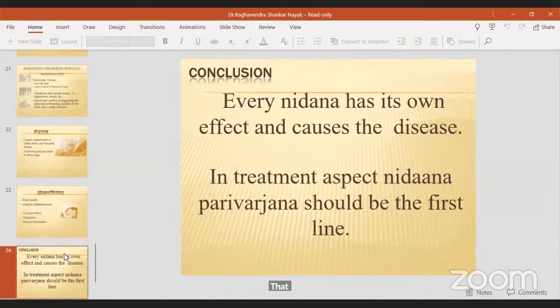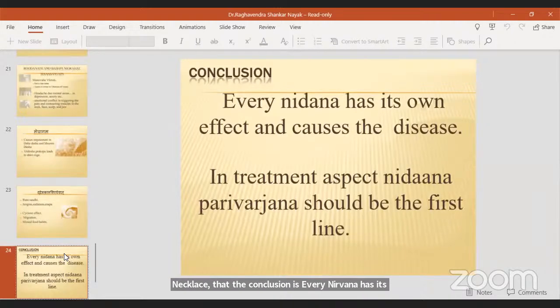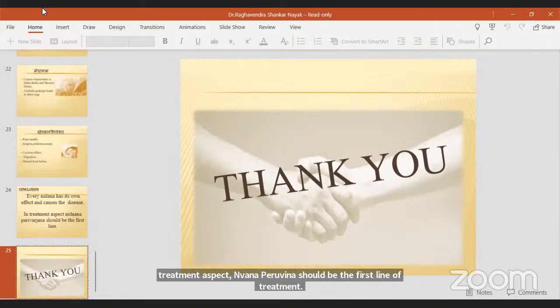Next slide. The conclusion is that every nidana has its own effect and causes the disease, and hence in the treatment aspect, nidana parivarjana should be the first line of treatment. Next slide. Okay, thank you.